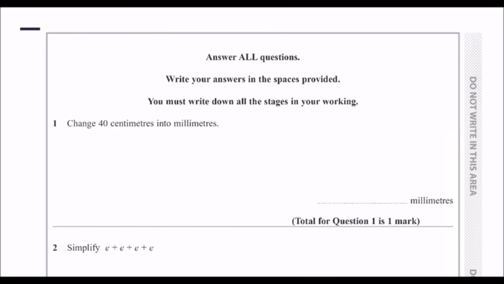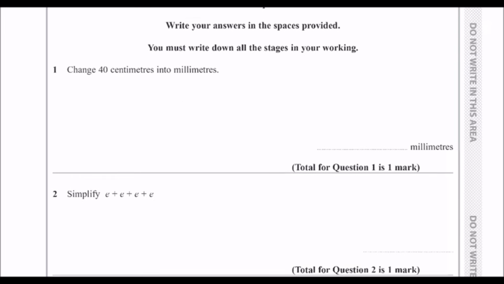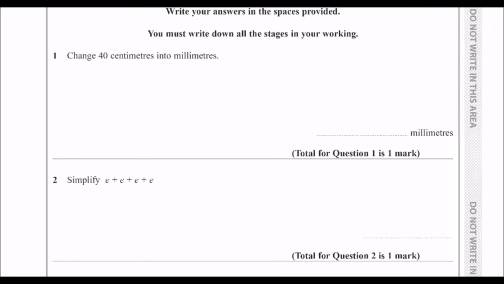This is the Edexcel Foundation Tier Paper 1 from June 2022, and it is a non-calculator paper. Question 1 says change 40 centimeters into millimeters. Each 1 centimeter is made up of 10 millimeters. So 10 millimeters make 1 centimeter. If we've got 40 centimeters, we've got 40 times 10, which is 400 millimeters.